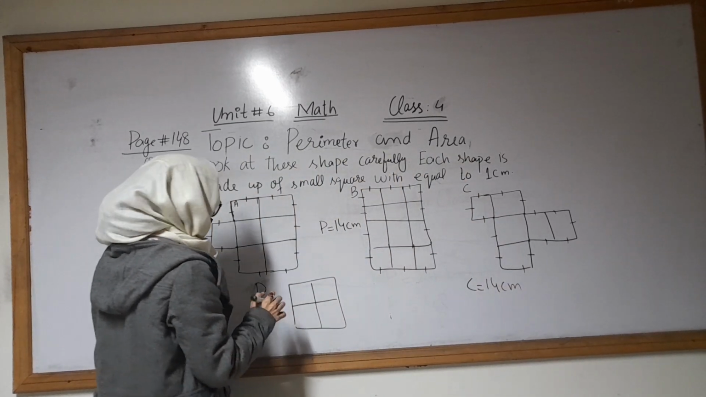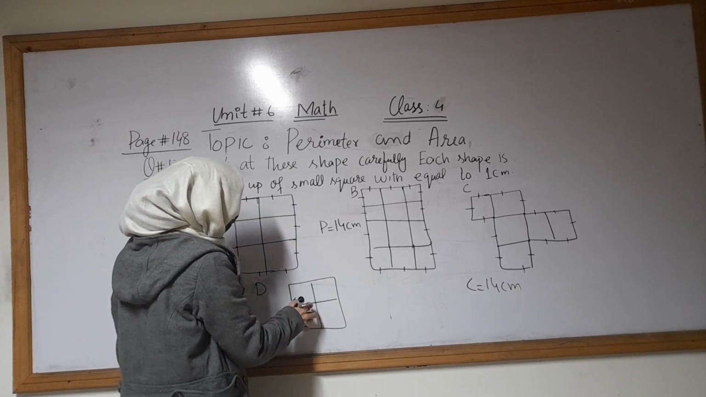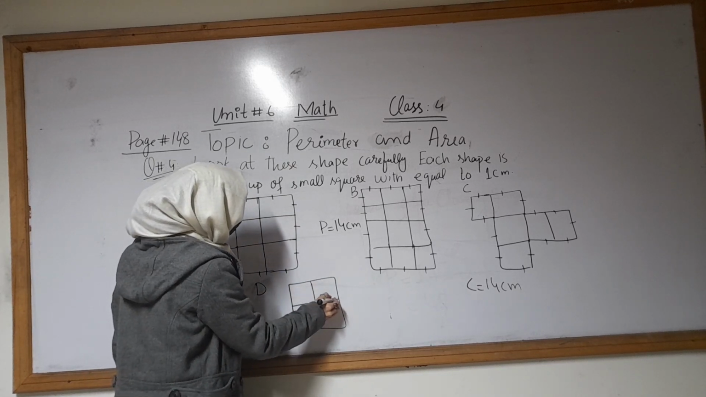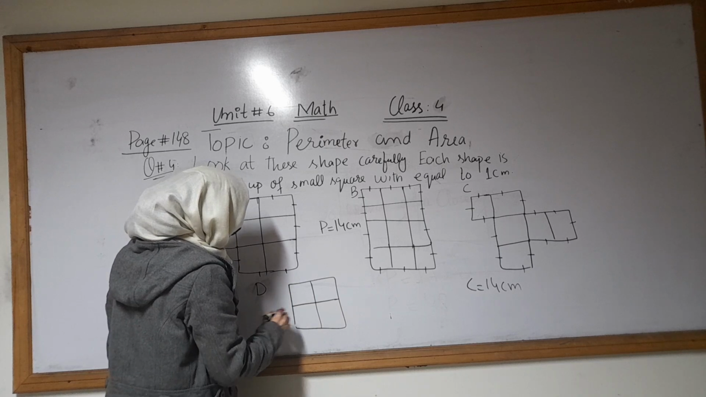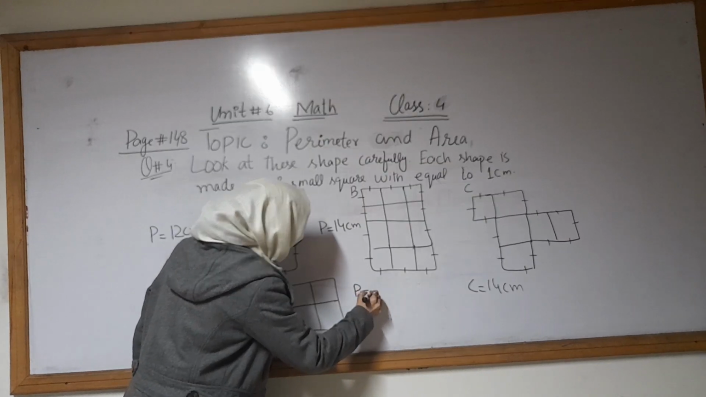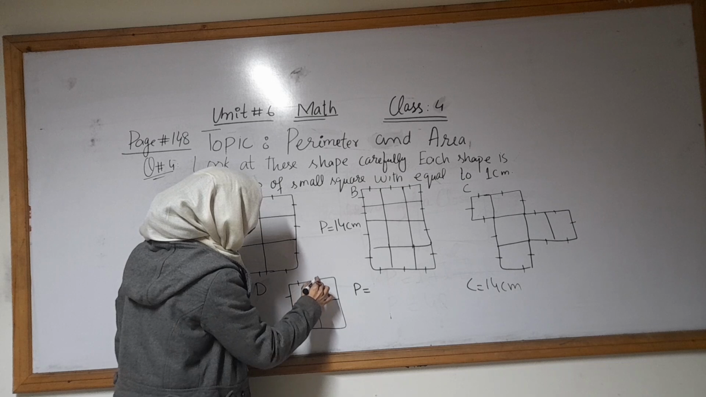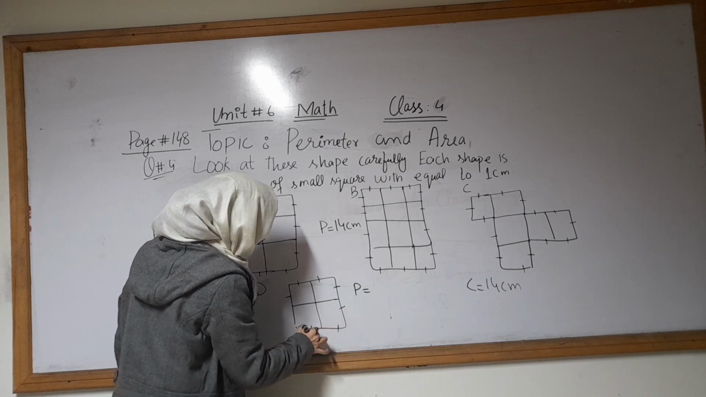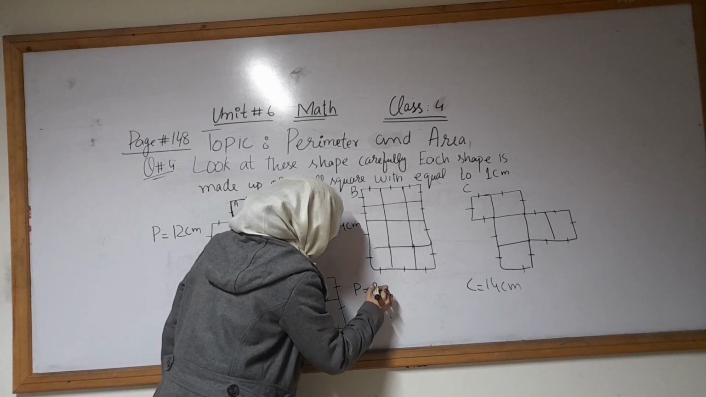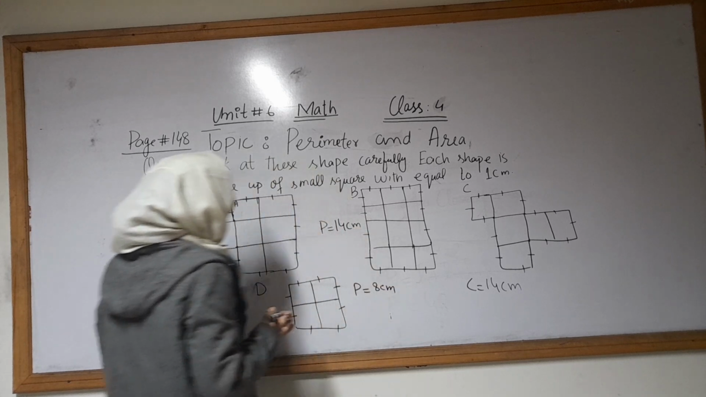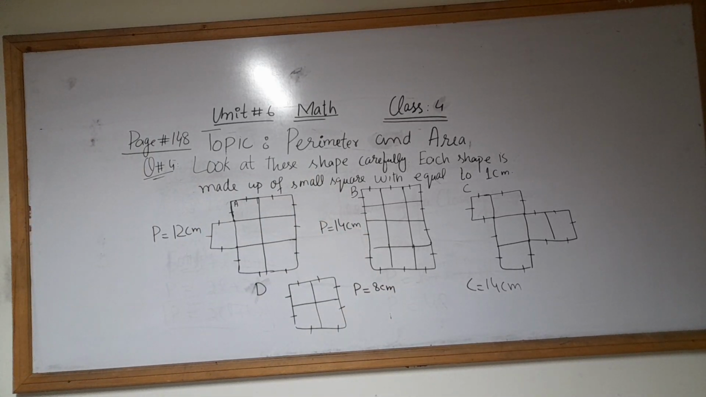In shape D, we have 4 squares. For perimeter, we only calculate the boundary: 1, 2, 3, 4, 5, 6, 7 and 8. So this is 8 centimeters. So this is the way we calculate the perimeter of different shapes.